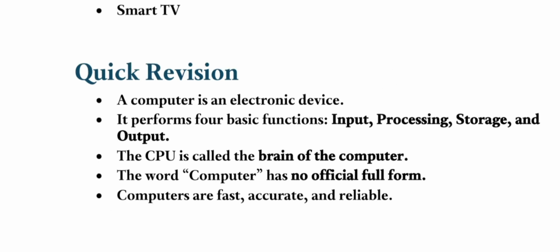Quick revision: a computer is an electronic device. It performs four basic functions: input, processing, storage, and output. The CPU is called the brain of the computer. The word computer has no official full form. Computers are fast, accurate, and reliable.